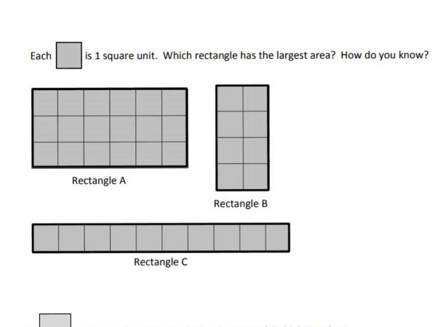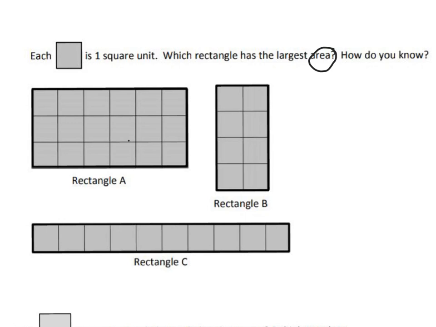Now, if I wanted to answer this question where it says each square is 1 square unit, which rectangle has the largest area? How do you know? I know area is the amount of space an object takes up. So I could literally just count every single one of these squares again to see which one has the largest area. Now, that could take a little bit of time, which is fine, but you also have another strategy. You could turn this into a multiplication problem by looking at it as an array.